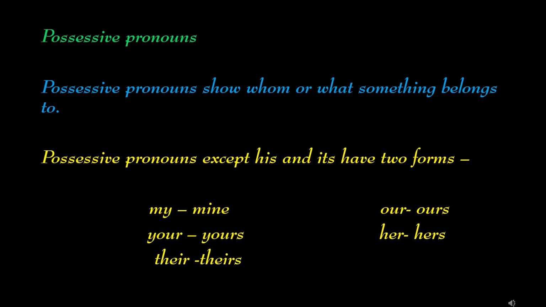This part we are going to begin with possessive pronouns. Possessive pronouns show whom or what something belongs to. When we want to show possession, we use possessive pronouns. Possessive pronouns except his and its have two forms. Other than his and its, remaining possessive pronouns have two forms: my, mine, your, yours, their, theirs, our, ours, her, hers.